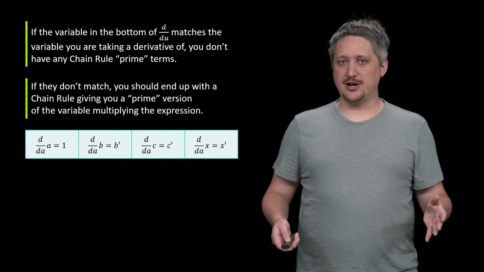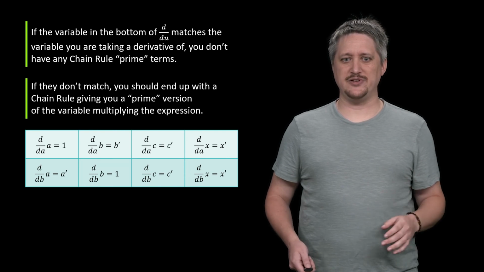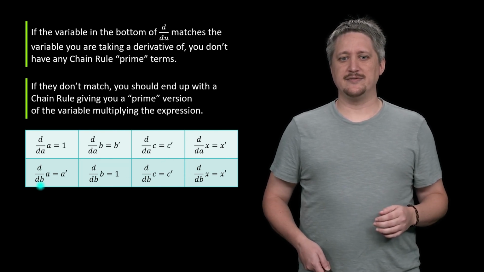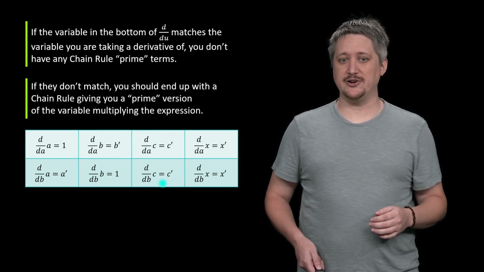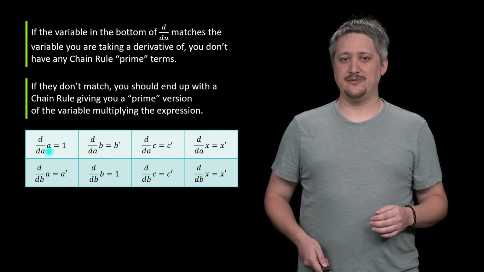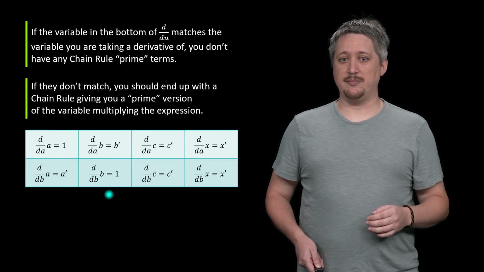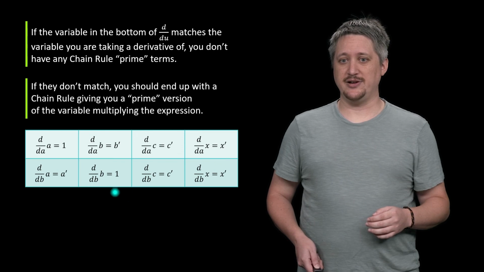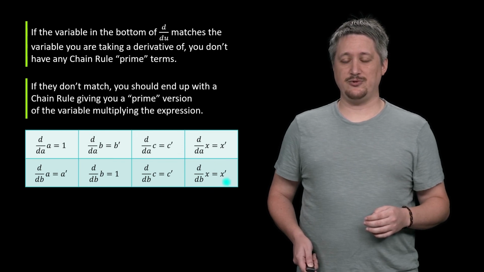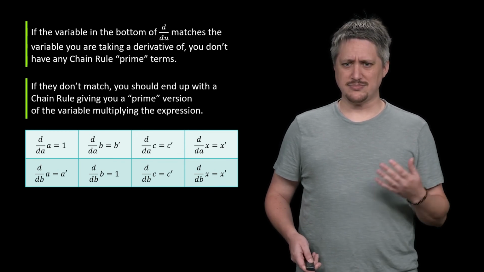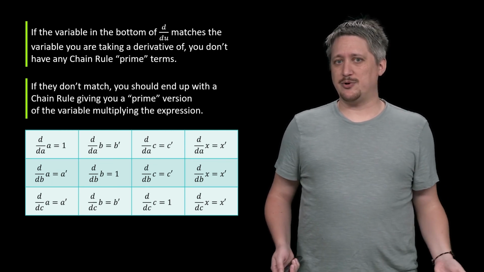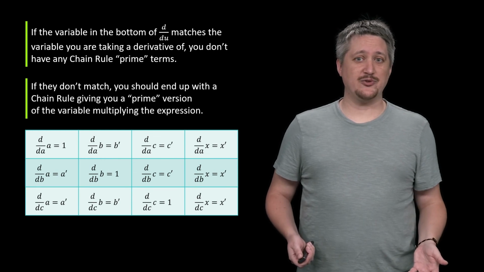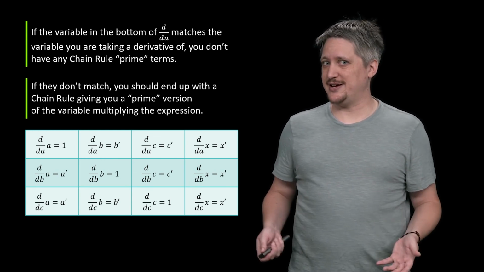So just looking at a couple more things, and I'm not going to go through all of these super carefully, but again, if I'm doing, instead of with respect to a every time, with respect to b every time, then instead of the derivative of a being 1, now it's a prime, and instead of b being b prime, now it's 1 because they match, right? But these still don't match, so they still get c prime and x prime. Likewise, if I did it with respect to c, the a and b don't match, so I get a prime and b prime. The c does match, so I get 1. X doesn't match, so I get x prime, right?